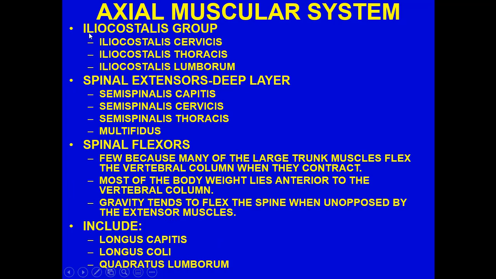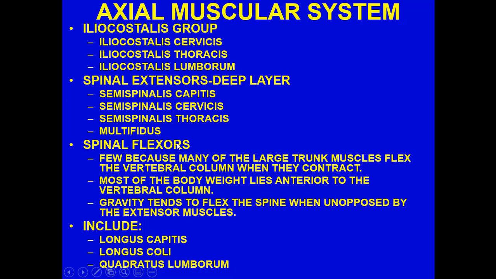And then we have the last of the three groups. This is the iliocostalis group, which includes the iliocostalis cervicis, iliocostalis thoracis, and iliocostalis lumborum. You can see where that's going down the vertebral groups. Now, in the deep layer, we have these spinal extensors. Excuse me. And they're going to be referred to as the semispinalis capitis, cervicis, thoracis, and then there's one called the multifidus. Okay. Then we have spinal flexors.